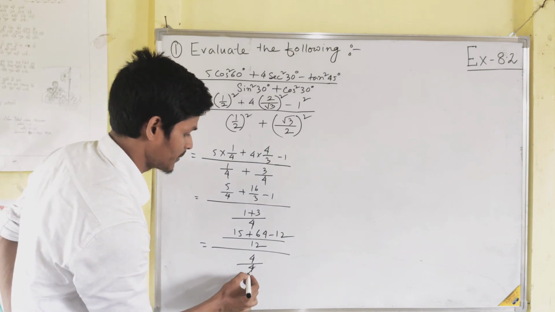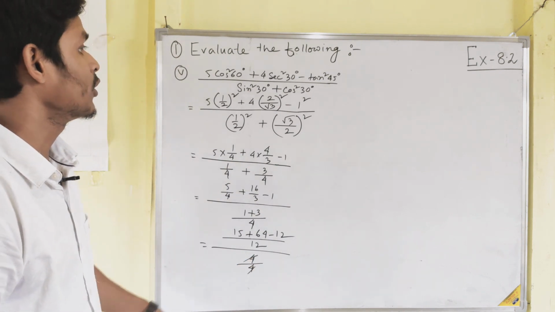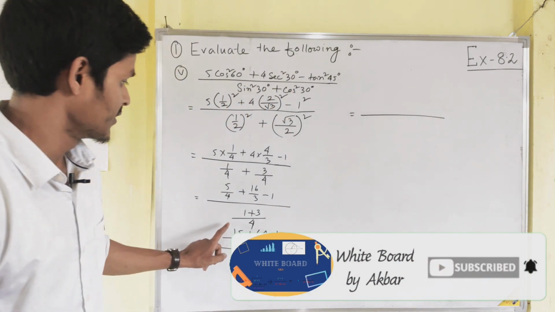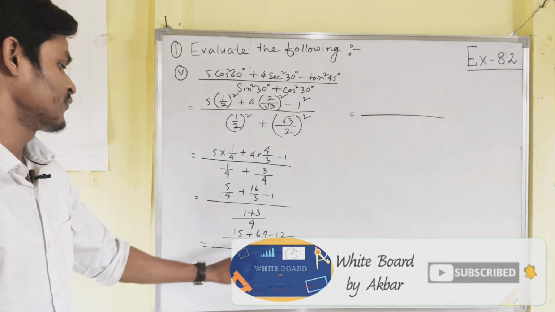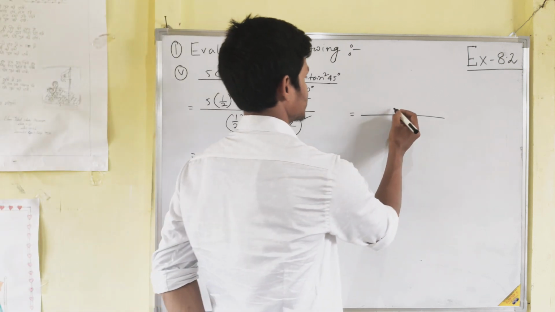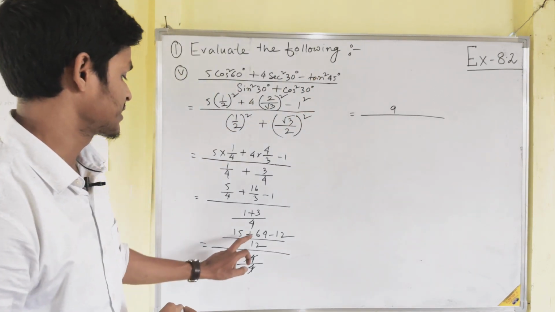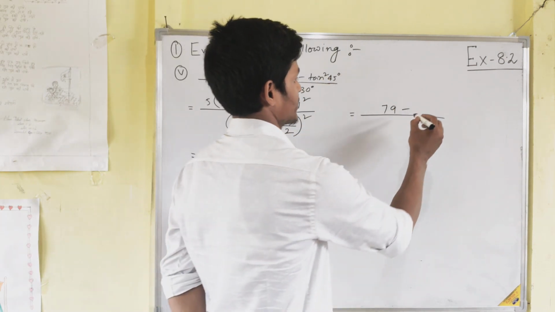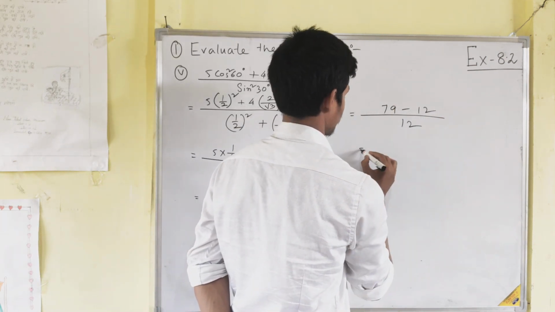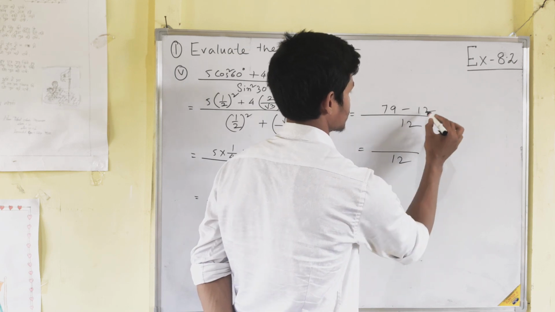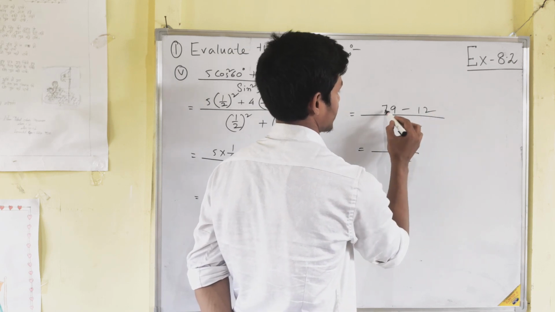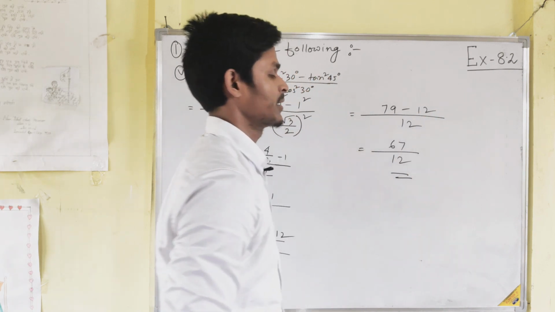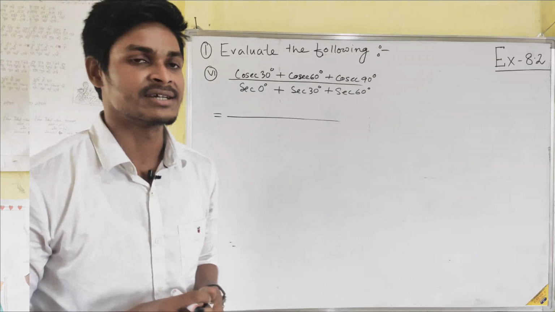Okay, now 4 will be cancelled, so there will be no denominator term. So you get here 15 plus 64, 4 plus 5 is 9, and 6 plus 1 is 7, that is 79 minus 12 divided by 12. So 9 minus 2 is 7, and 7 minus 1 is 6. So 67 by 12 is your answer.